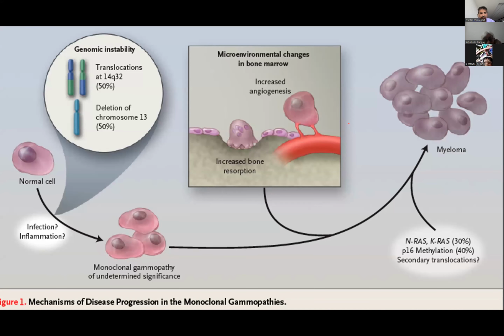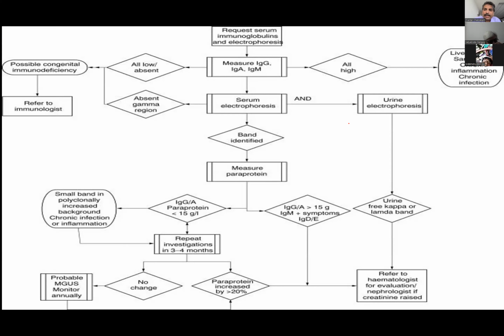There are certain known translocations. Interestingly, the translocations which are bad prognostic factors in myeloma can be present even during MGUS, right? So that doesn't prove anything. So I hope I have not confused you. This is the algorithm. If the globulin is high, or if the patient has back pain, unexplained anemia, unexplained kidney disease, you request at least serum immunoglobulins and electrophoresis, which is the cheapest option. Measure IgG, IgA, IgM. If all are high, chronic liver disease and inflammatory conditions. All are low, possible congenital immunodeficiency, refer to immunologist.